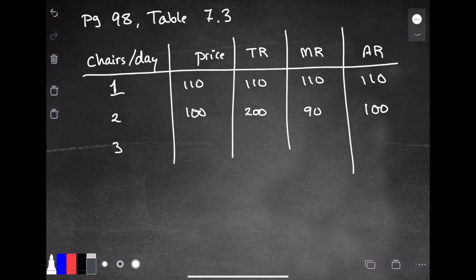And if you sell a third chair, let's say you could sell 3 chairs per day at a price of 90, that would give you a total revenue of 270. Your marginal revenue is just 270 minus 200, that's equal to 70, and your average revenue would be $90. Again, here we have a difference between the marginal revenue and the price, and the reason why it's a $20 difference is because now we're lowering the price by 10 on 2 different chairs, the first 2 chairs, and 2 times 10 is 20.